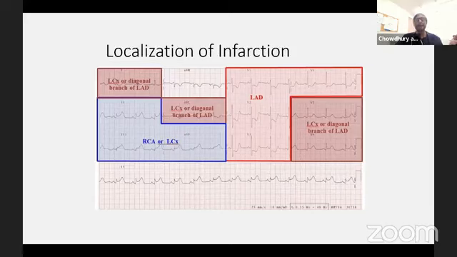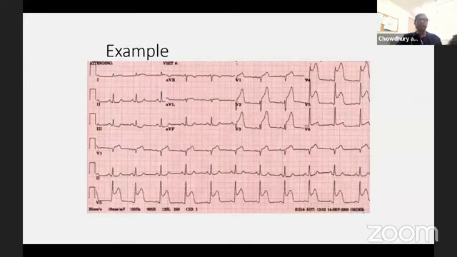So these are the things that we need to keep an eye on about localizing the EKGs. For example, what will be the culprit artery here, and where is the lesion? Anyone to chime in?